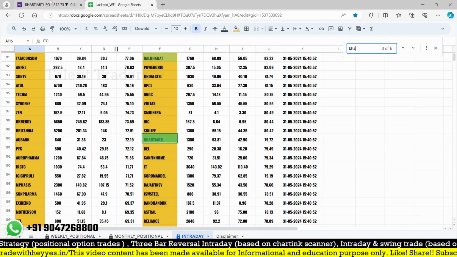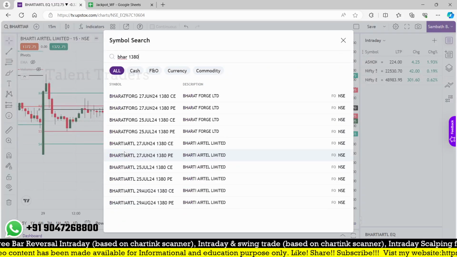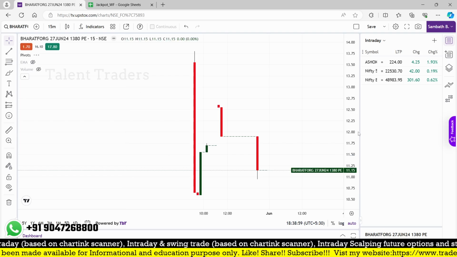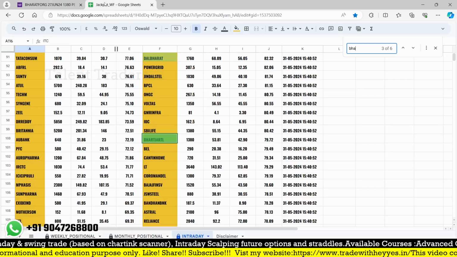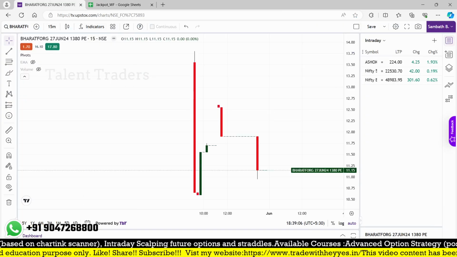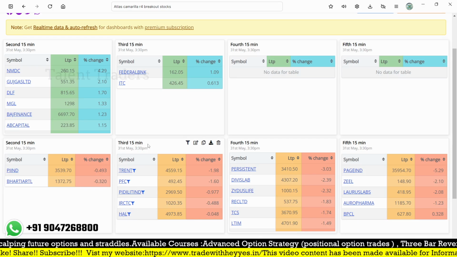So 1380 put option. Okay. So let me go for Bharati Airtel 1380 put option and June contract. That is not available, no liquidity. So there is no perfect chart here. So simply ignore it.